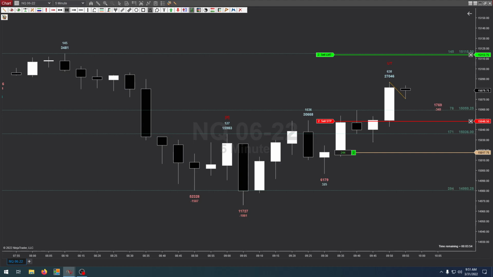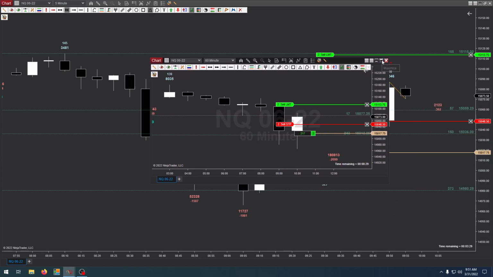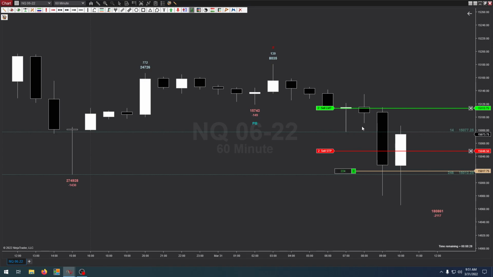Can we get that to happen? I want to trail my stop. I want to crowd this. If this right here changes colors, takes out the high, I'll trail it more. And the hourly is bouncing on this level right here.